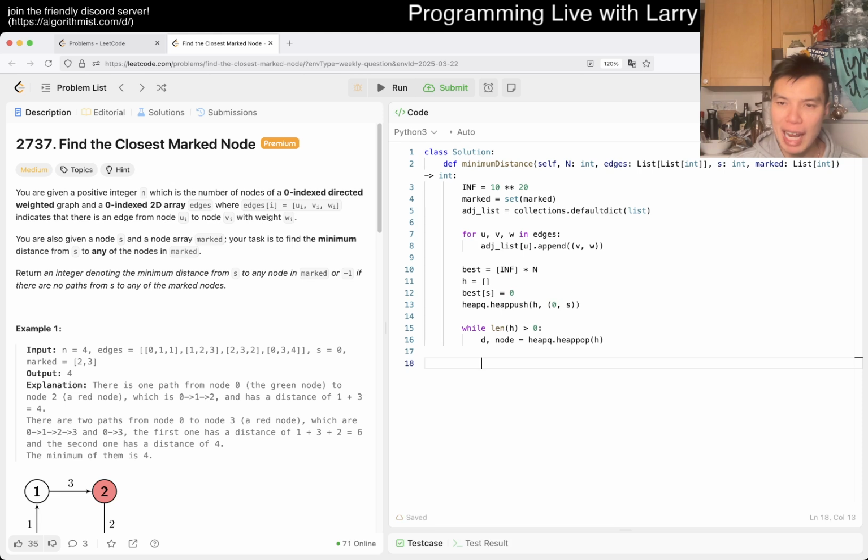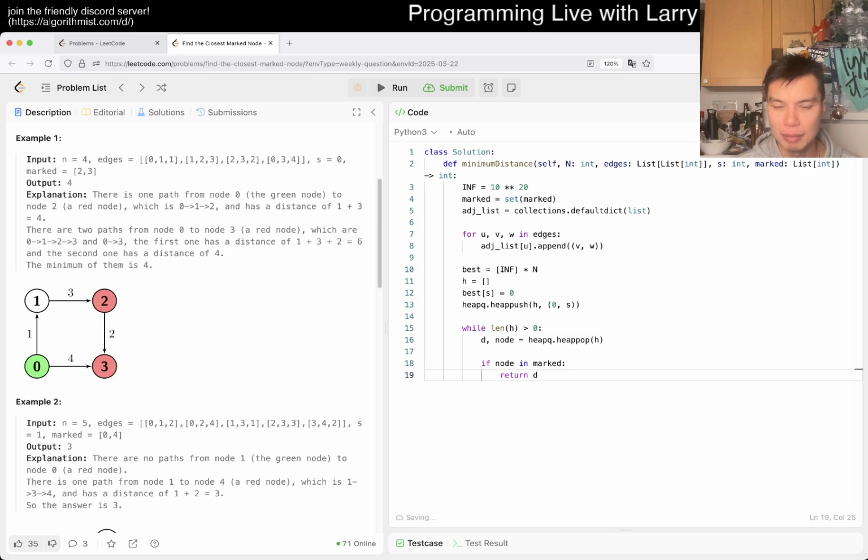And when we relax, that's when we are good, I think. Yeah, because this is Dijkstra. So if the node is marked, then we return the distance, right? Otherwise we just do a regular for loop to go through the edges. I don't know why I said it so awkwardly.